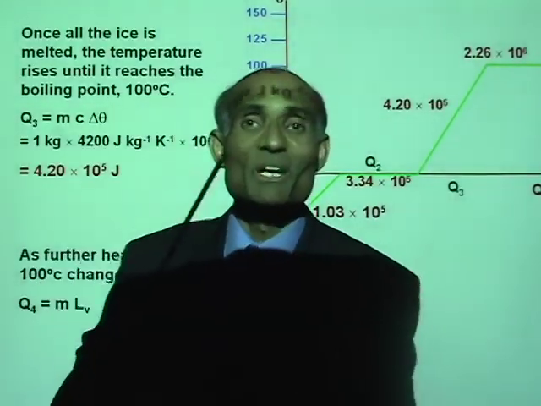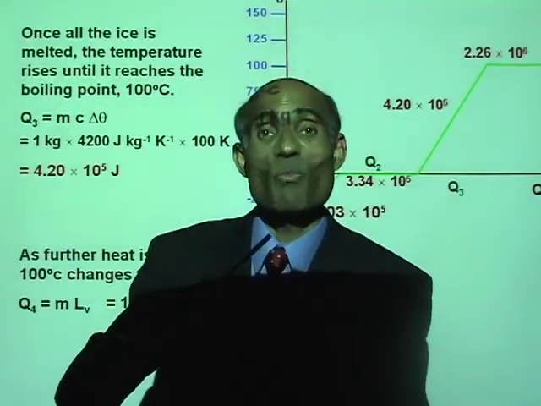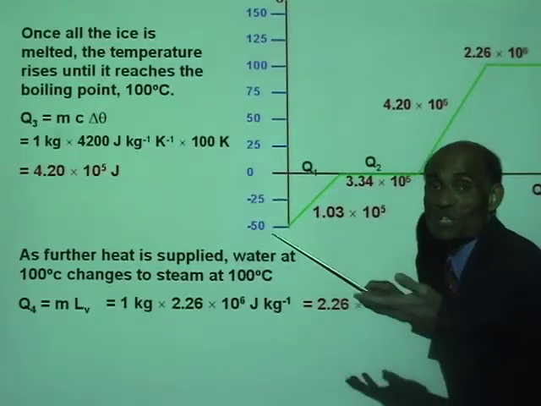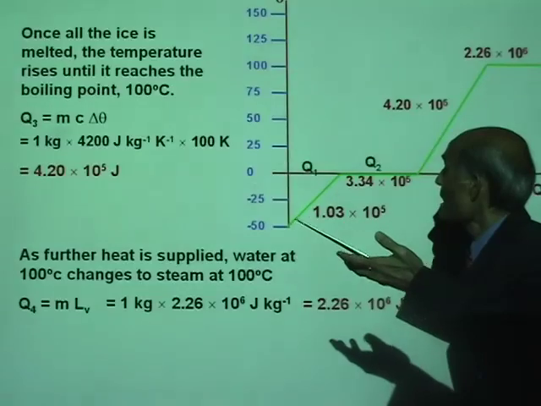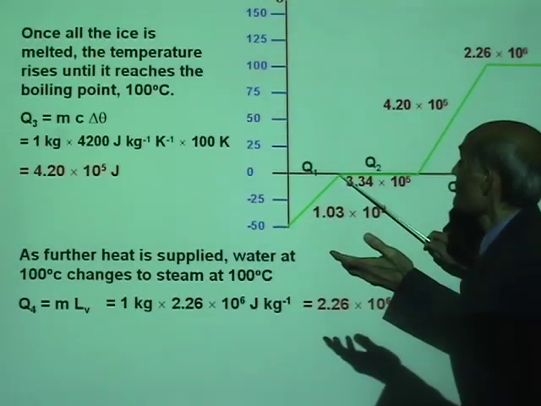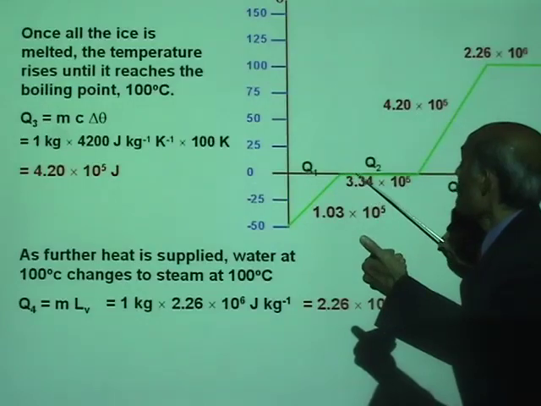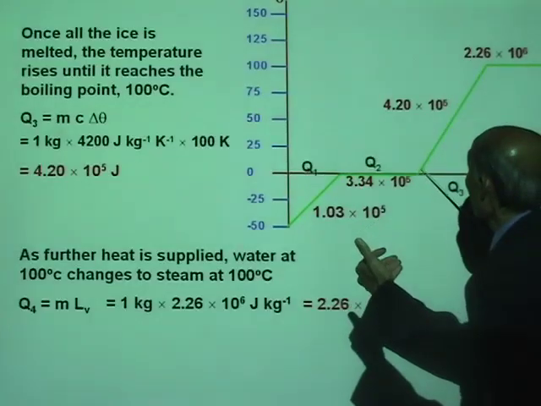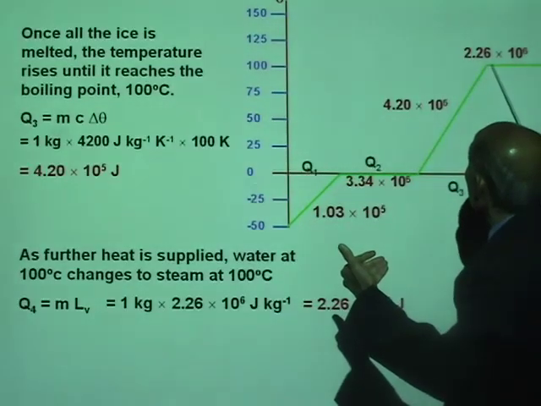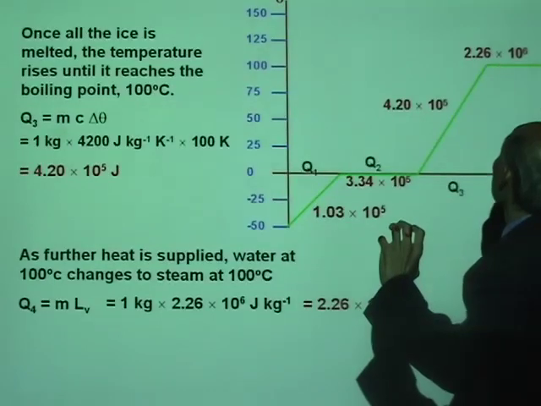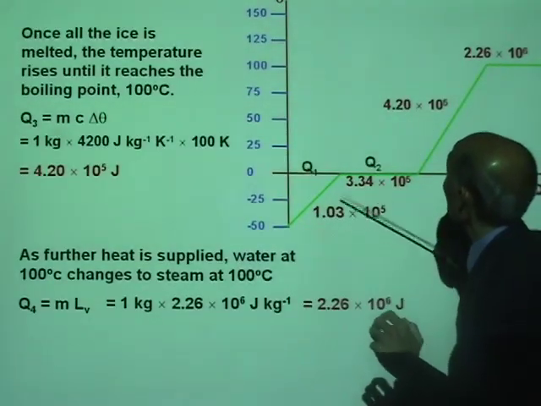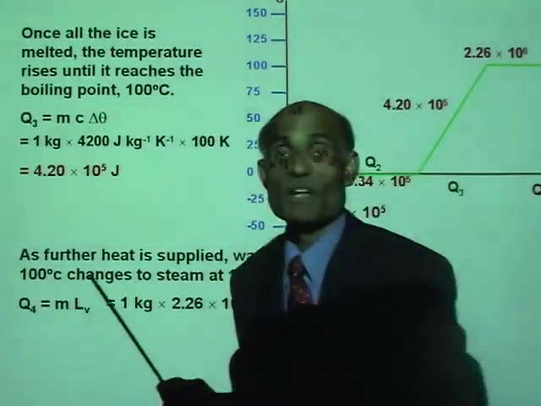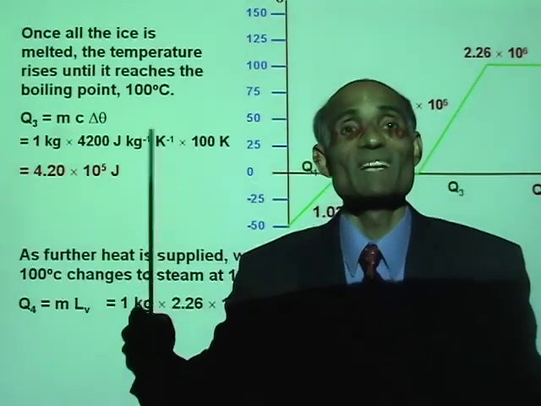You can see what we did. We took a block of ice of 1 kilogram from negative 50 degrees and continuously supplied heat so that its temperature increased. Then all the ice melted to become water, no temperature change. And then the water started increasing in temperature, and then all that water became steam. And look at the total amount of heat that you need to supply. If you add all these, that is the total measure of the heat that you supplied.